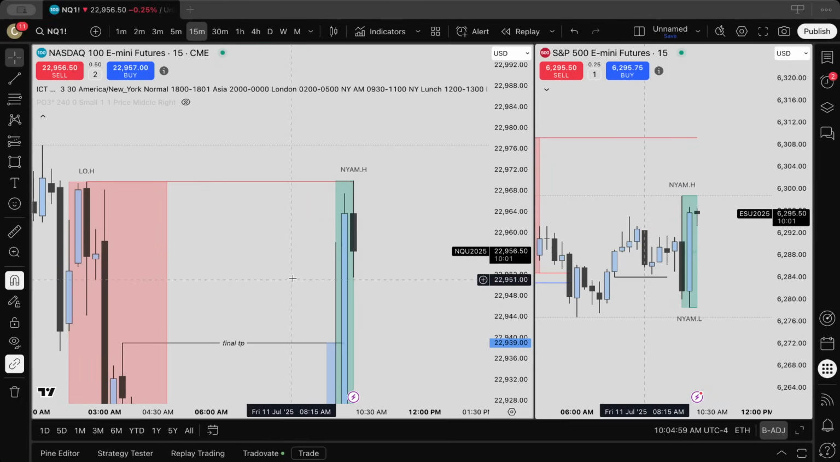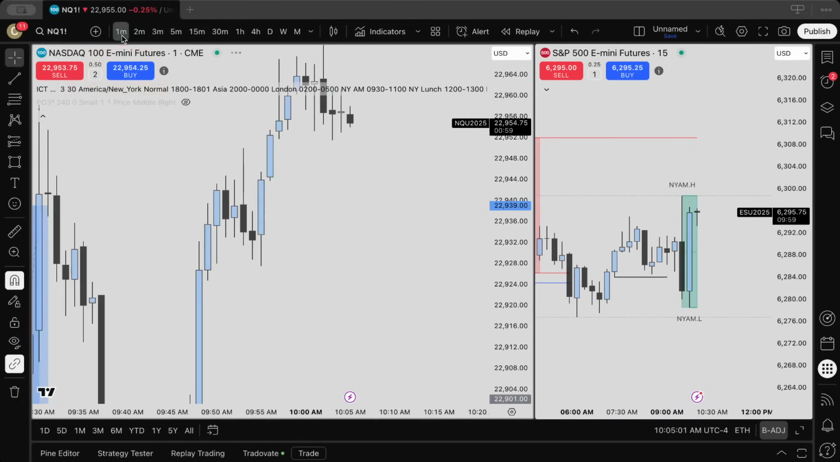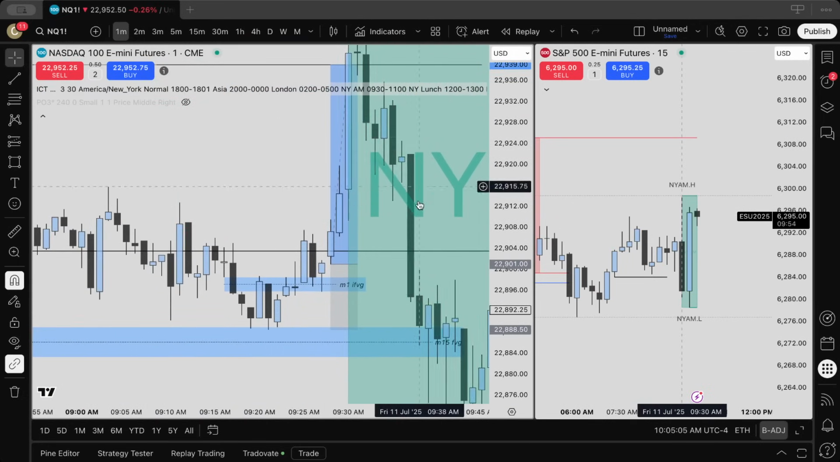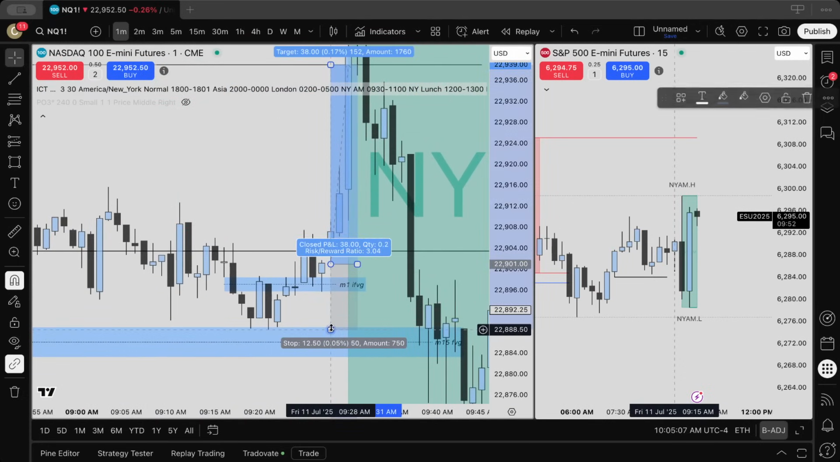I did enter pre-market. So I entered pre-market on this 1 minute inversion because of all of the bullish confluences and the fact that it's a 12-point stop.